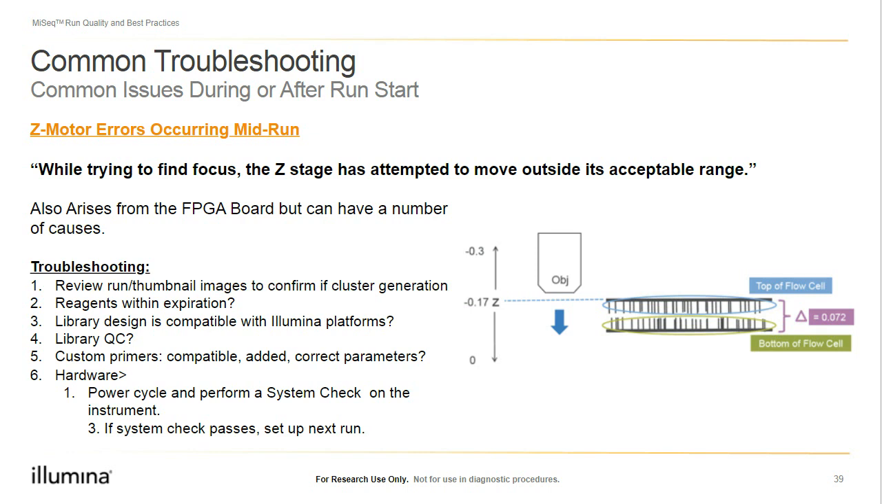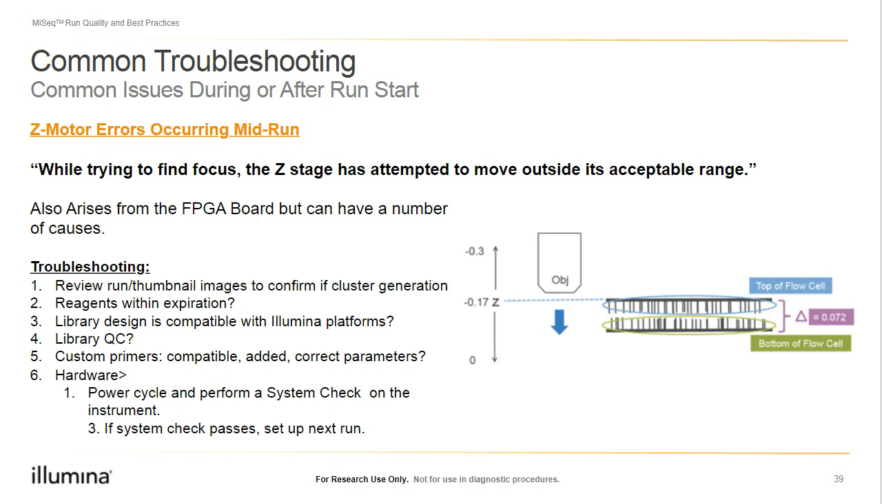We also want to inspect our reagents to make sure that they're within expiration. We also want to confirm our library design is compatible with the Illumina platforms and that our library QC was accurate. It's also worth noting that if we're using custom primers, are these primers compatible, expired, in good shape, were they added to the proper well, and did we select the correct parameters in case we're spiking them into Illumina custom primer wells? Or just adding them to the regular custom primer wells.